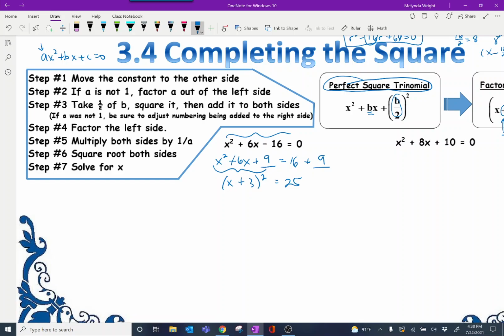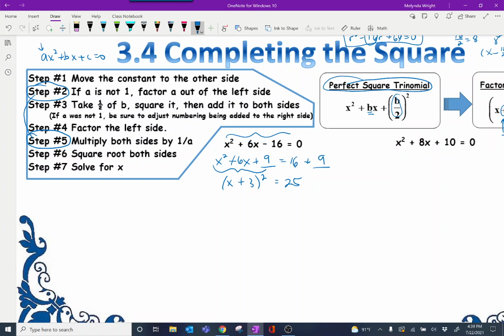So we just did step 4. And if A is not 1, you would have to do step 5. So let's kind of hook these together. Step 2 is hooked with step 5. But if A is 1, you don't do either step 2 or step 5. We'll do those later. So then we'll run to step 6.